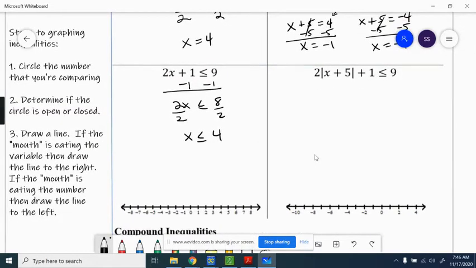All right, so what I'm going to do is the first step, circle the number that we're comparing. So that is positive 4. Determine if it's open or closed. And this has the line underneath, so that means we close it. It is including that 4.